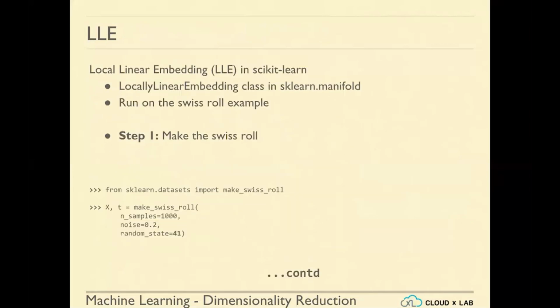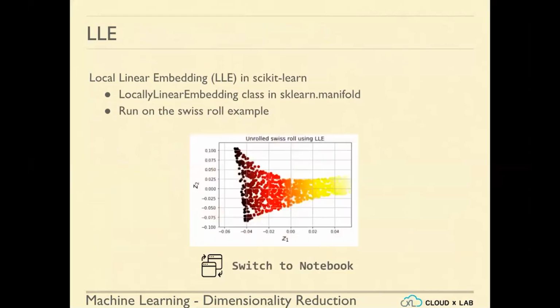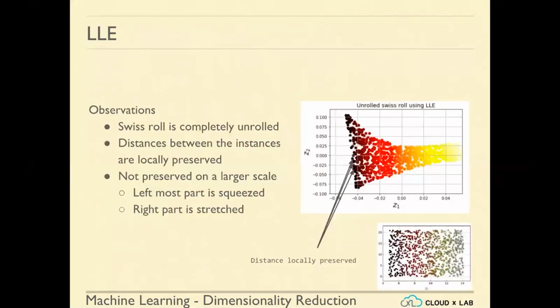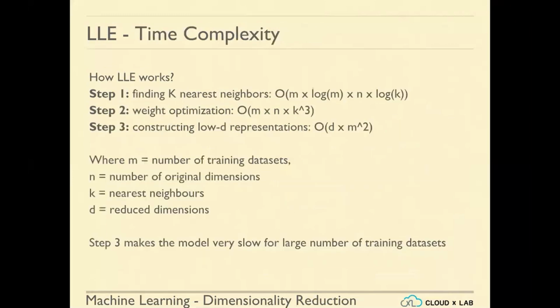So in LLE, all we do is we find out the nearest relationships by the way of normal machine learning steps. Okay, and then we unroll them, unroll as in change their coordinates such that the new coordinates should also have the same relationships as earlier, right? This is what we do. So basically, keeping the same weight as calculated in the previous step, the new instance should have the minimum distances with the previous closest neighbors and same weights and relationships. Okay.